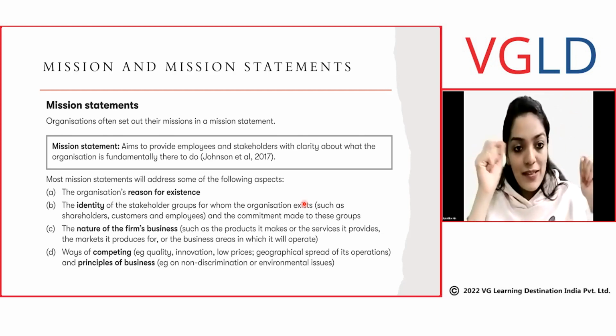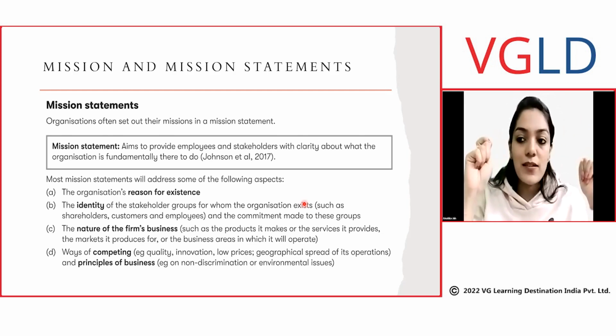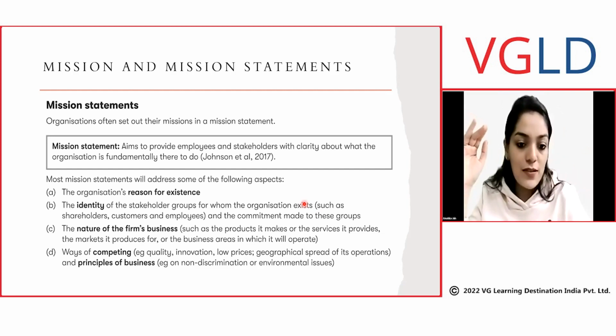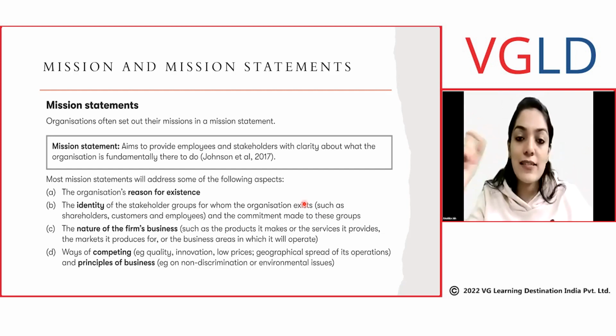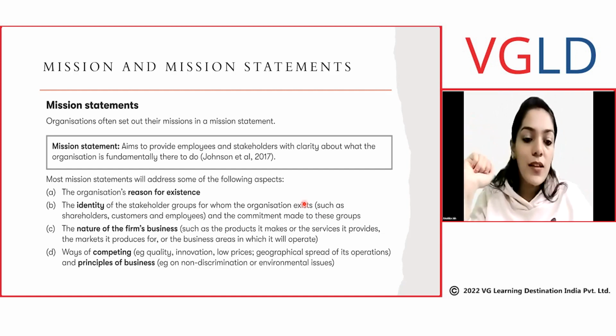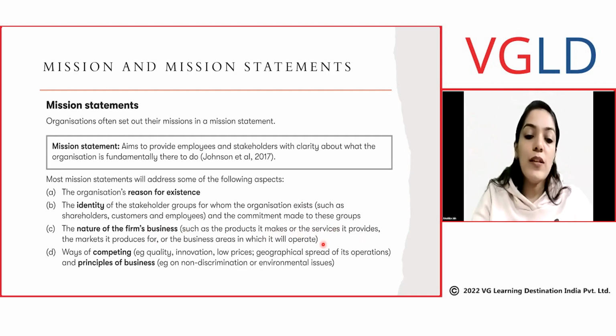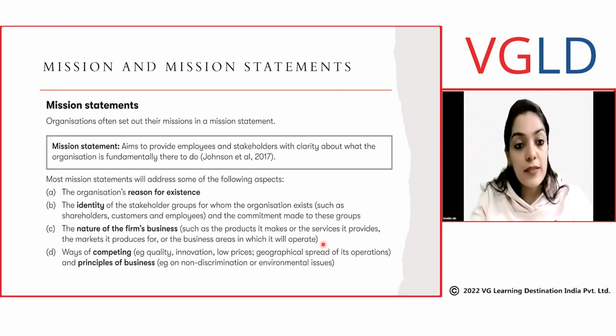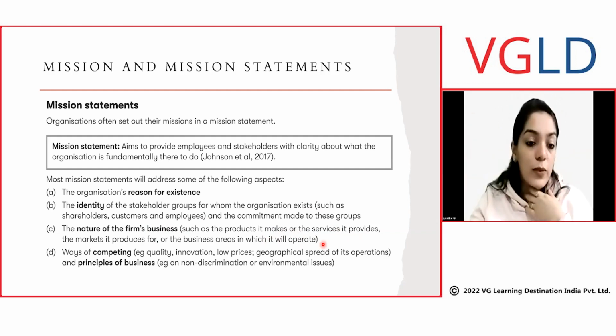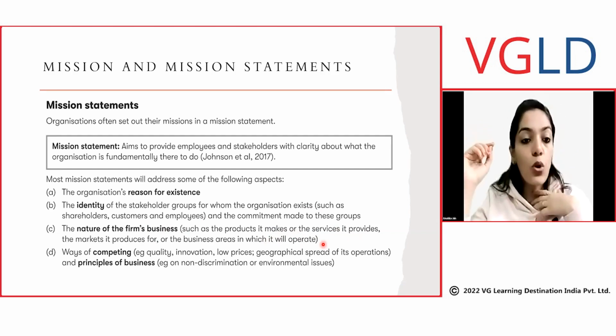You will see one of the sections of a company's website now is values, or ethics. They all put that on their websites so that the different stakeholders understand that yes, the company is ethical in nature. Then the next one is the nature of the firm's business, such as the products it makes or the services it provides, the market it produces for, or the business area in which it will operate. If it is ITC, it would say that it is in the tobacco, FMCG, and hotel industry. So the nature of the firm's business is also a part of the mission statement of a company.